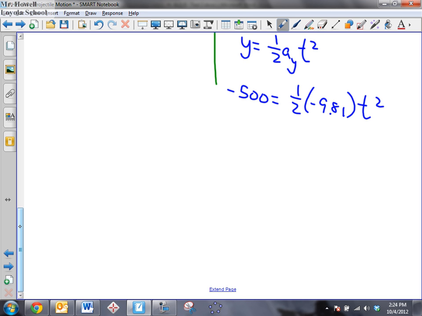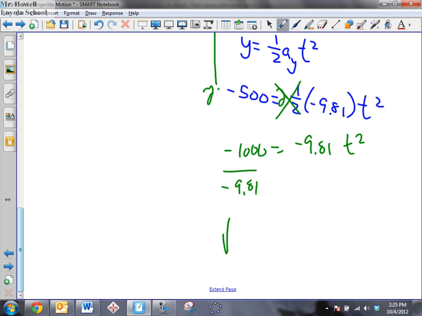Here, this is 1/2. If I want to get rid of 1/2, what do I do? Times 2. So make this -1,000 over here, and it'll drop it. So far, so good? Okay, again, multiply by 2, multiply by 2. Cancel, cancel. How do you get rid of the -9.81? Divide because it's currently being multiplied. So I divide by -9.81. Negative, negative yields some positive number.